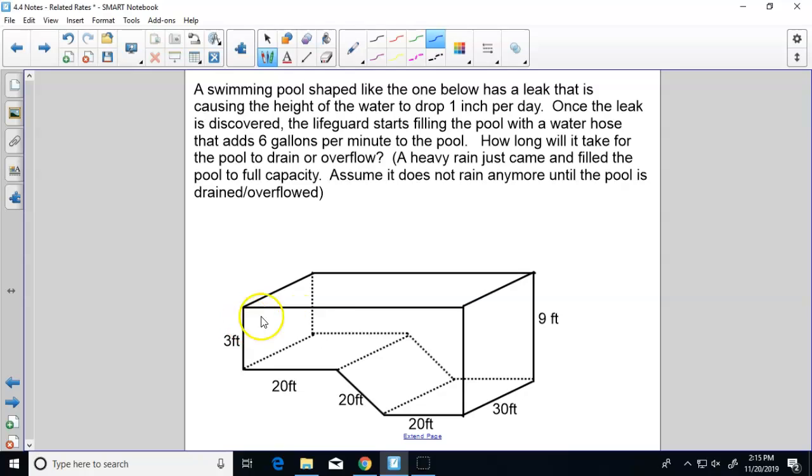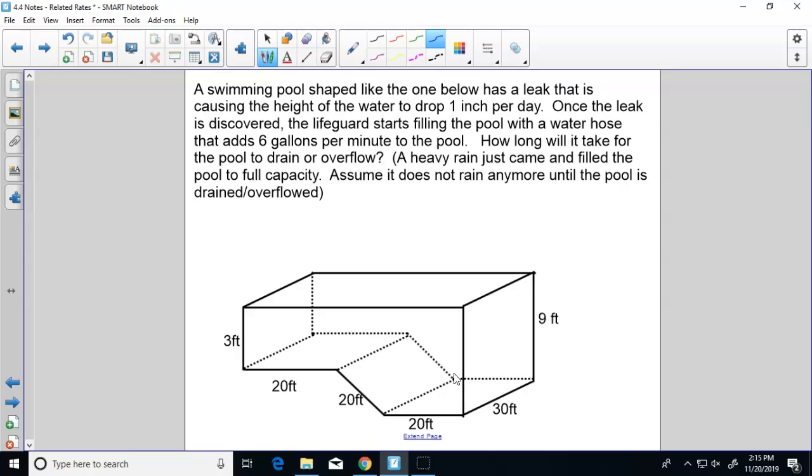So there's a lot of variables. First, you would have to start off by finding an equation for the volume of this pool. And the top part of the pool would be easier because it's just a rectangle. But then you've got this other area of the pool down here at the bottom, which is going to be more difficult to find.